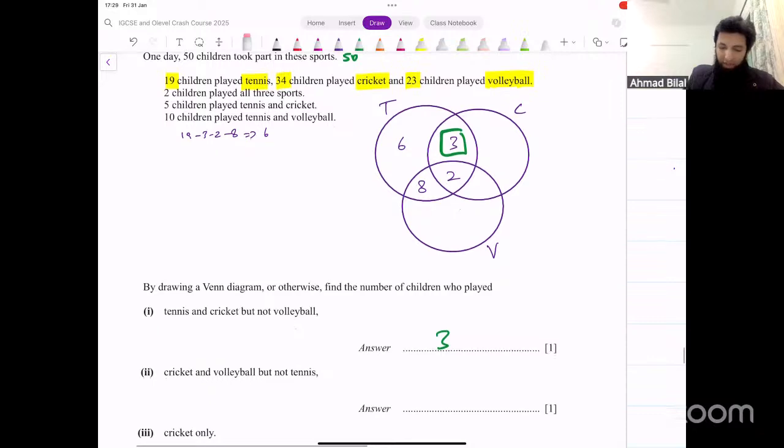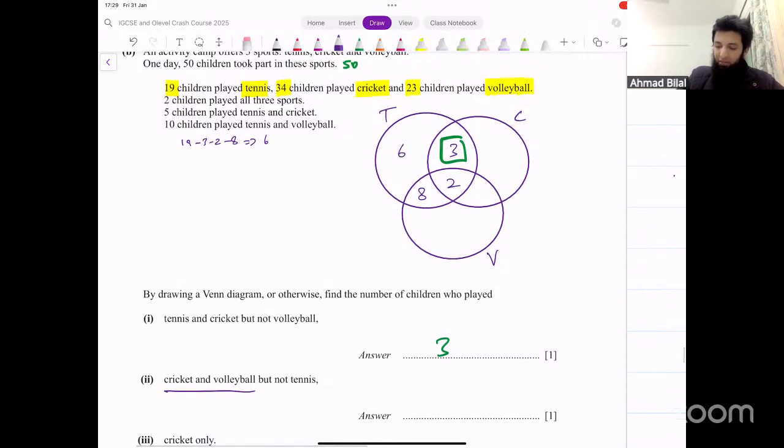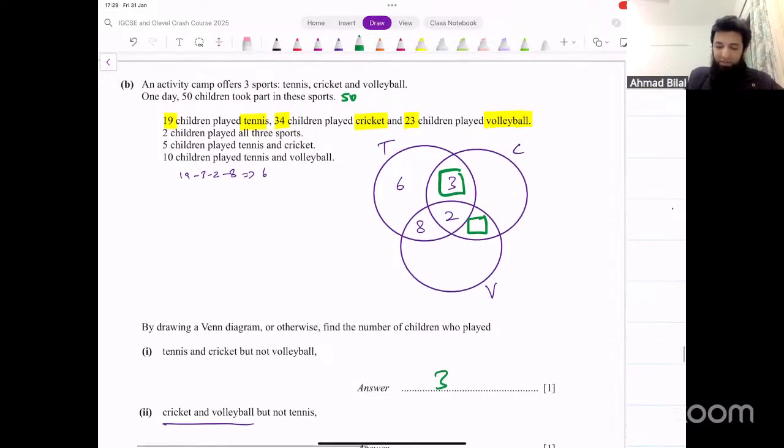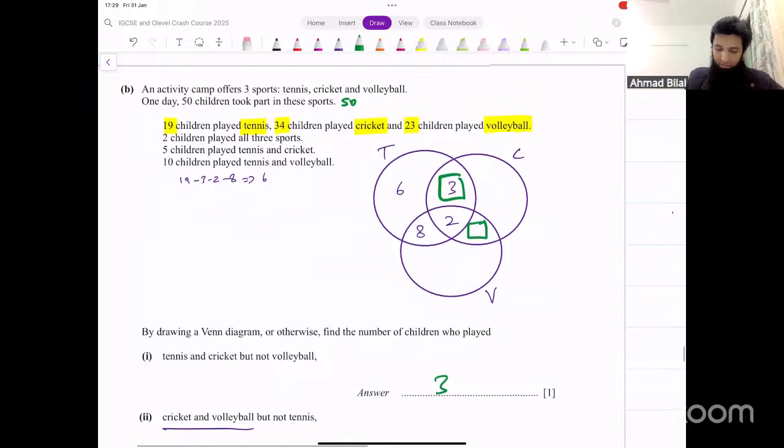Okay. Cricket and volleyball, but not tennis. That is this number here. What is this number going to be? Okay. Now, how do we think about that? Let me see the information that they have given here again.